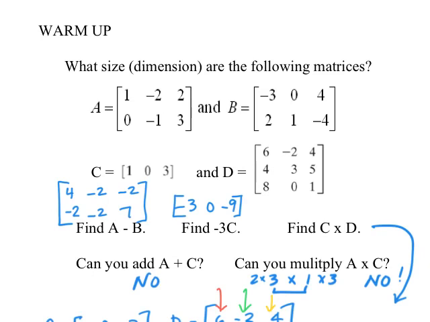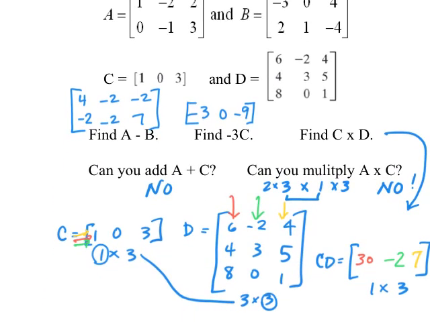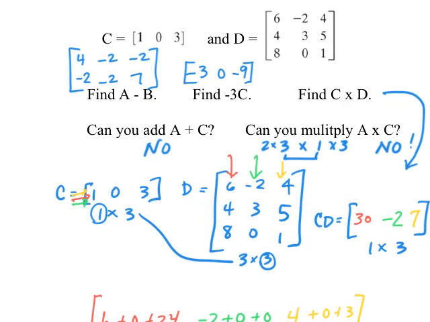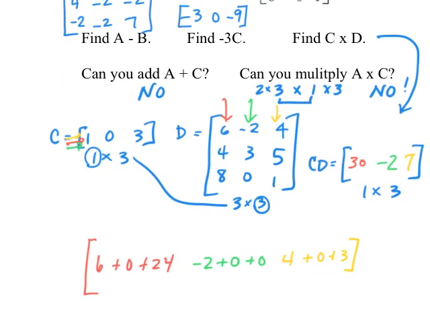So now let's do C times D. C is a 1 by 3, I rewrote it. D is a 3 by 3. So we have an inner match, and we know the result will be the outer dimensions, a 1 row by 3 columns. So here's your answer, 30, -2, 7. And just to help you out, I have the work down here.